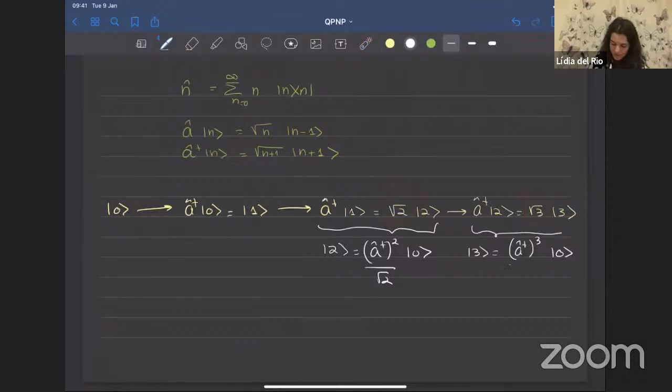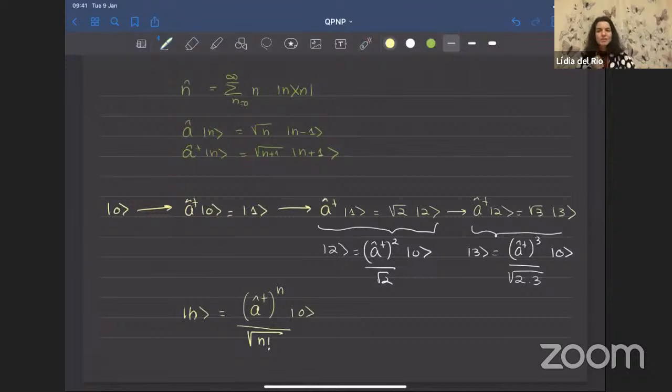So then we have square root of 2 times 3. And so on and so on. The formula, as you might imagine, is that if you want to start at the bottom state and get to a state |n⟩, we need to apply this operator A plus n times. And the factor you get is like every time you get square root of the number. So we get overall square root of n factorial. Okay. Good. This will be very useful later when we want to compute the eigenstates of our Hamiltonian.